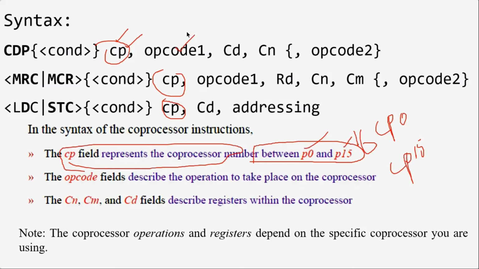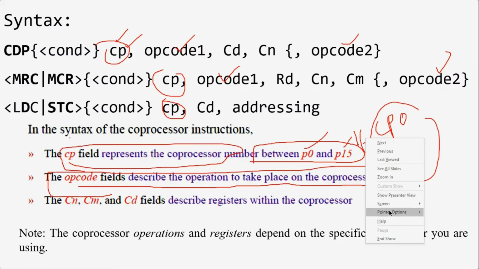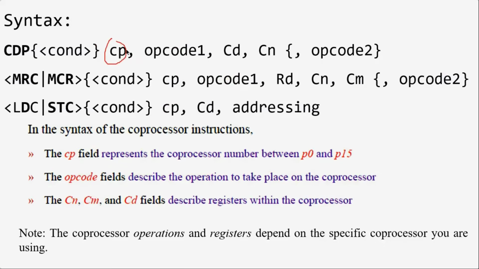Then opcode. Most of the instructions have opcodes here. Now what are the opcodes? The opcode describes the operation to take place on the coprocessor. That means when the main processor informs a particular coprocessor using its ID or number CP, it also informs what operation that coprocessor has to do, through the opcode of the instruction which has to be executed by the coprocessor. That cannot be executed by the main processor. That opcode is very important.